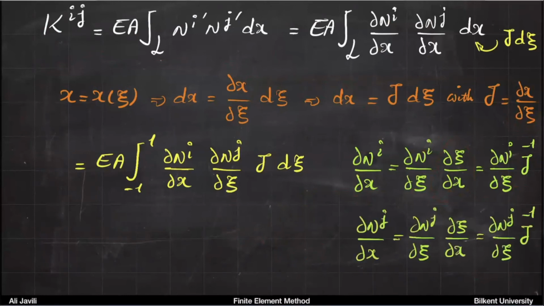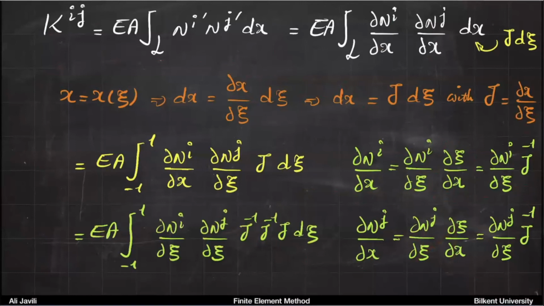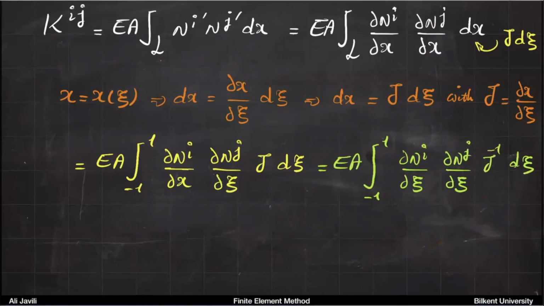And then you also do the second one. So derivative of Nj with respect to x is also derivative of Nj with respect to c, c with respect to x. You get also a J minus 1 there. So if you now order everything, you will see this. Now J and J minus 1 cancel together, or they give you 1 basically. And this is what you have now. Okay, you see that?